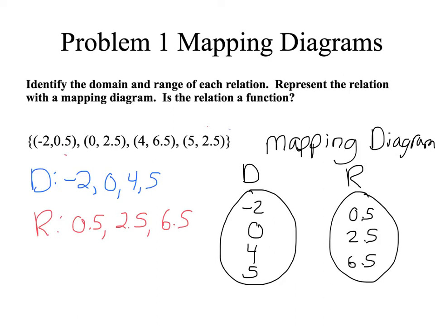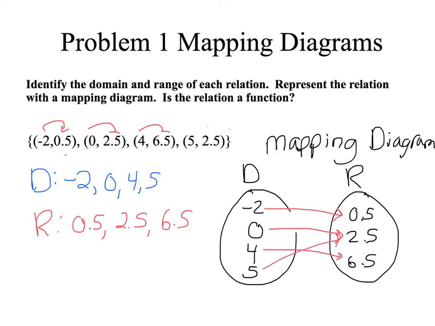So -2 maps with 0.5 from the first ordered pair. So you just draw a line from -2, whoops, go back. Draw a line straight from -2 with an arrow to 0.5. Those two map together. Okay, and then we have the second ordered pair maps 0 to 2.5. So from 0, you draw that to 2.5. Then we have this one, 4 maps to 6.5. And we have 5 maps to 2.5.